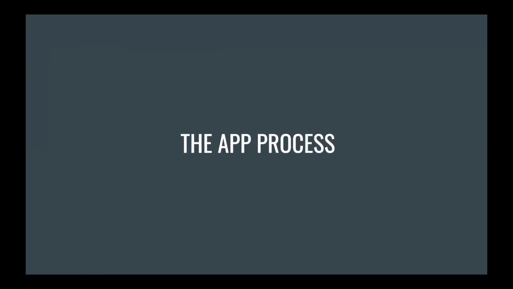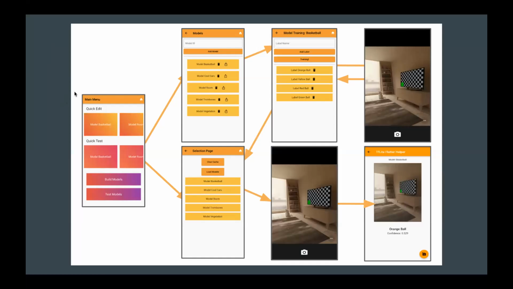All right, so here's the app process. So we have a main menu here. And so there are two places you can go to. You can either build a model or you can test the model. So when you decide to build a model, you go up here. Let me see.